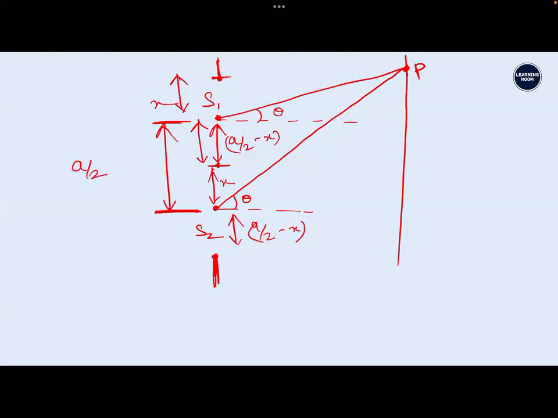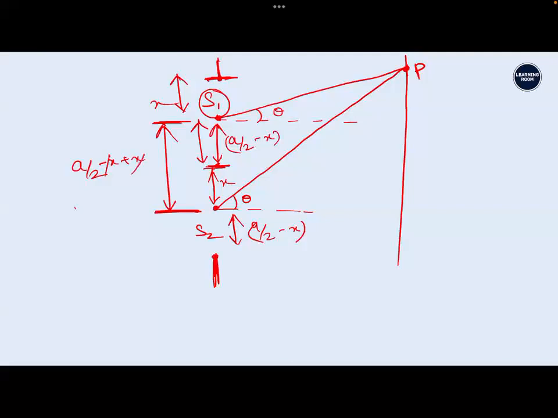No, you're considering it symmetric. From the top, at a distance X, you're considering 2 points. From the top of the first slit, it is S1. From the central part, again at a distance X, you're considering a symmetric point. You're considering 2 symmetric points. So A by 2 minus X plus X will get cancelled. You're getting A by 2. Okay. Now observe.